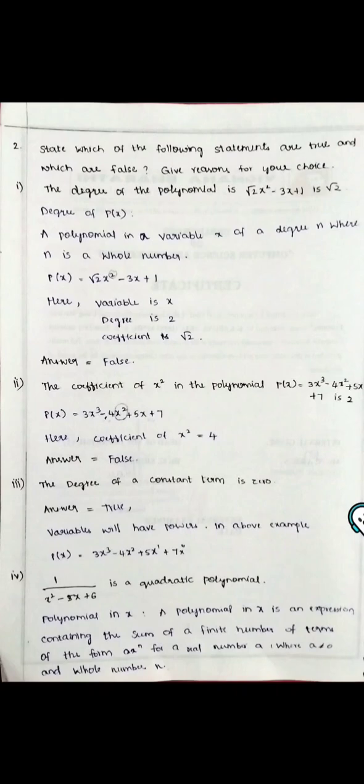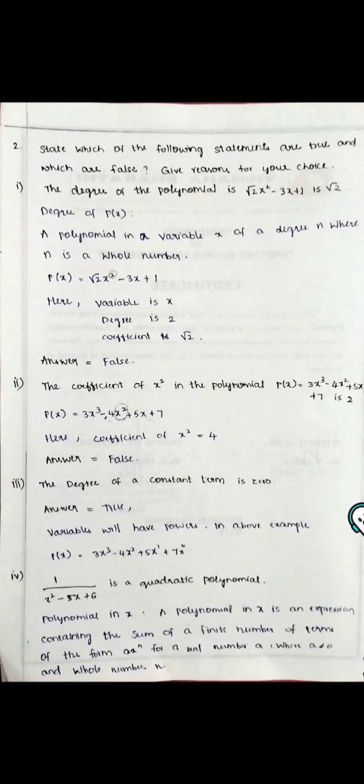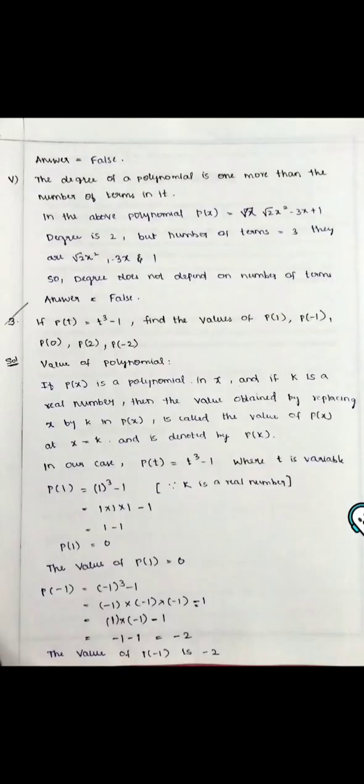p of x. And coming to the next bit, 1 by x square minus 5x plus 6 is a quadratic polynomial. Can we say whether it is a quadratic polynomial? If we check the definition first, a polynomial in x is an expression containing the sum of a finite number of terms of the form ax power n, for a real number a where a is not equal to 0 and n is a whole number. We cannot say it is a polynomial first of all, because it is 1 by x square minus 5x plus 6. The answer is false for this.